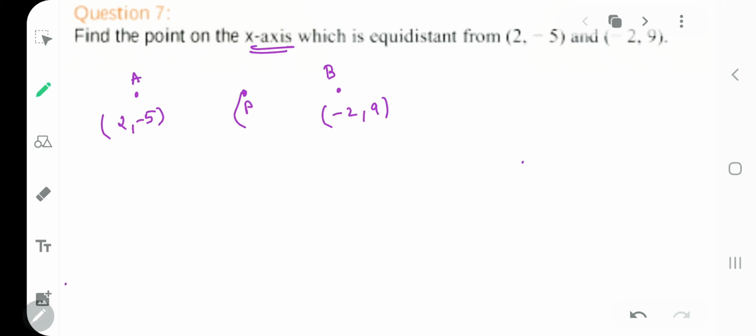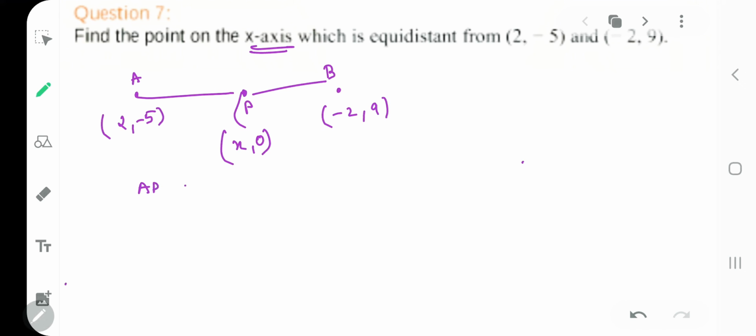The point P is given to be on the x-axis. If it is on the x-axis, my dear kids, its x coordinate will be x and y will be 0. If it were on the y-axis, its y coordinate would be y and x would be 0, so it would have been (0, y). But it is on the x-axis, so its coordinates are (x, 0). Is that clear? Now we have to find, this is equidistant, means AP is equal to PB.